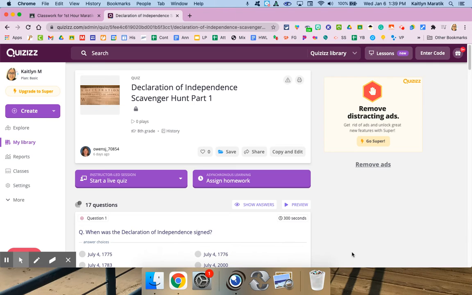Hello, everybody. Today we are digging into the Declaration of Independence with our scavenger hunt, part 1. Now, we've got part 1 for today. We have part 2 coming up. So, I wanted to give you a preview of what this is going to look like and how to be successful with it.